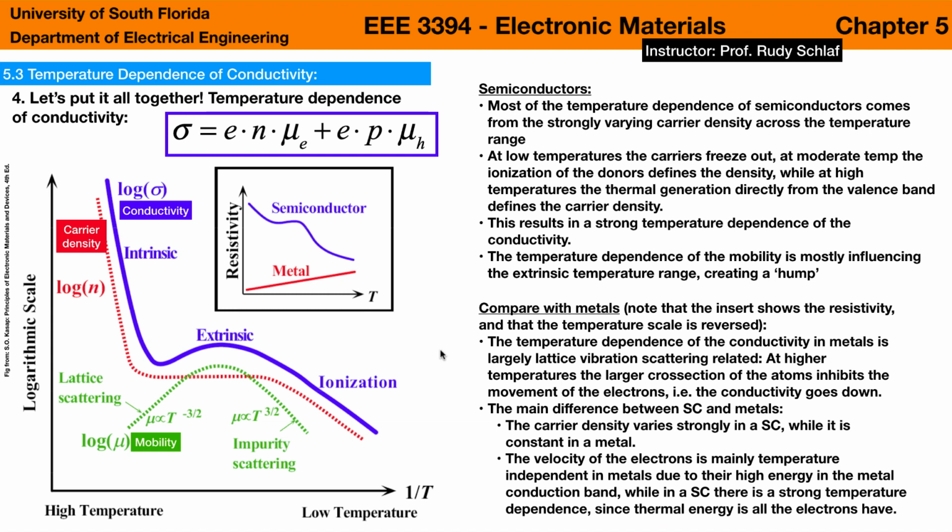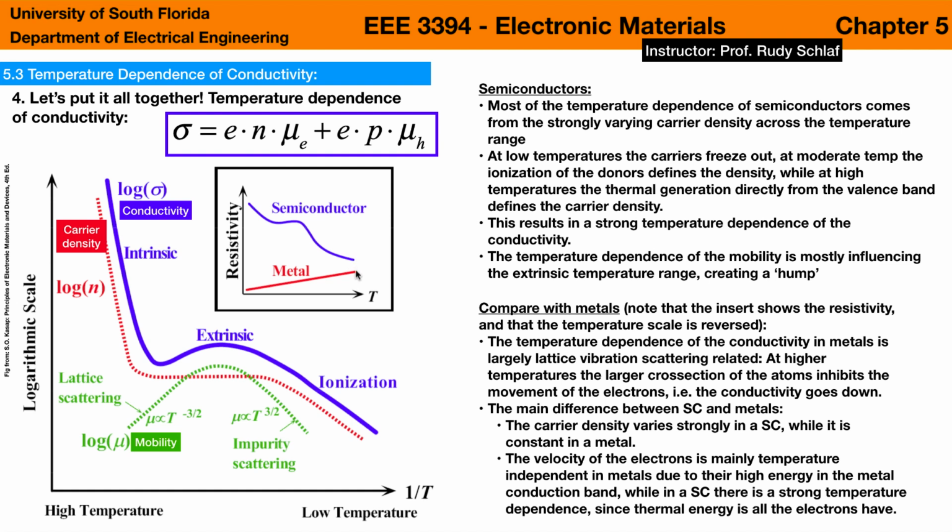Let's compare this result with what we learned earlier about metals. On this graph here, the resistivity is plotted versus the temperature, and please note that the temperature here is on a regular scale, where low temperatures are here and high temperatures are out here. This one here is different. And also here we have the conductivity and here we have the resistivity. But if we compare now the resistivity of metals with that of semiconductors, we see that the resistivity of metals goes up with the temperature, while the resistivity of semiconductors goes down.